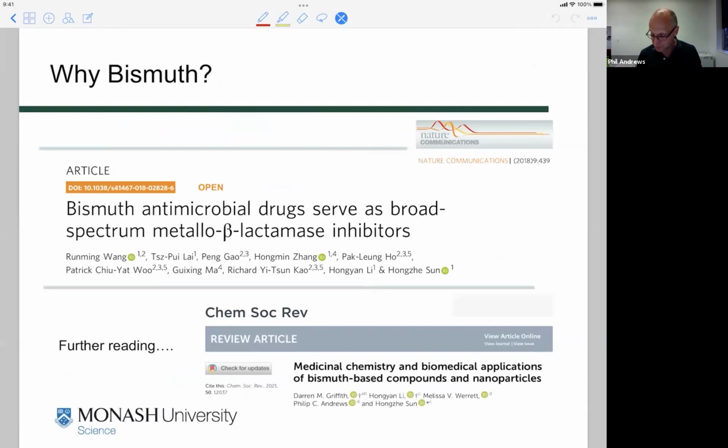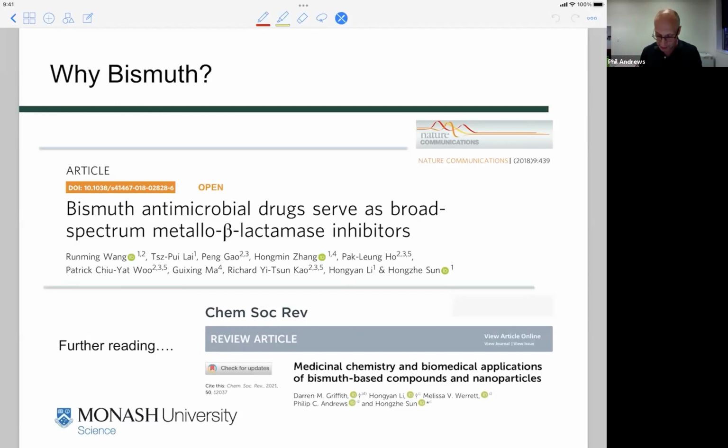Interestingly, Hong Zhe Sun, who's at the University of Hong Kong, showed only last year, 2019, that co-administering bismuth could knock out the metallo-beta-lactamase that was destroying those sulfonamide antibiotics. So co-administration of a bismuth compound with an adjuvant was enough to reactivate and essentially reinstall the activity of a class of drugs which had essentially fallen out of practice, those sulfonamides. And so that was a great breakthrough.